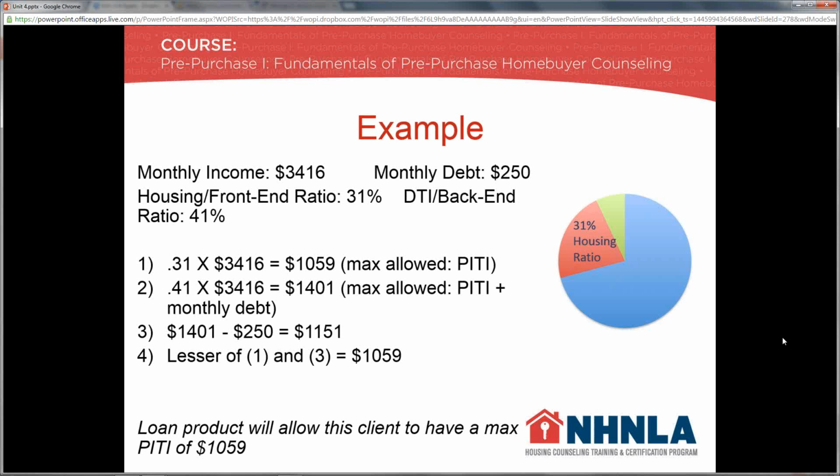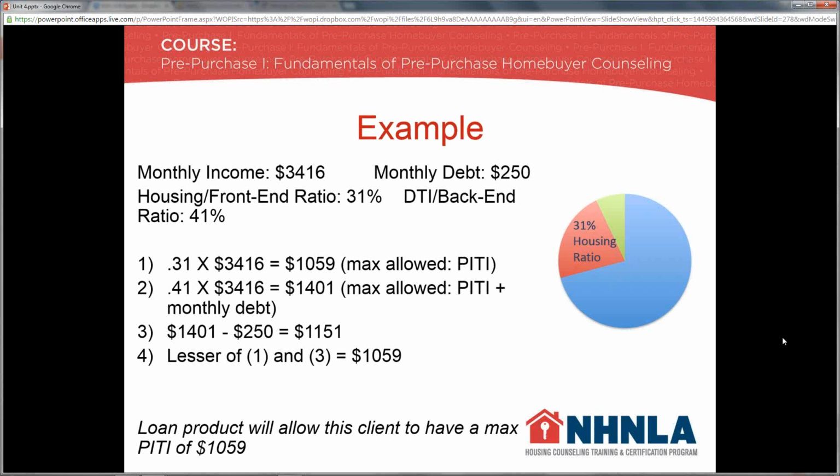Second, let's take the back-end ratio, the debt-to-income ratio of 41%, and multiply that by their monthly income to get $1,401. And that would be the maximum allowed PITI plus monthly debt. Our next step is to take the maximum debt allowed of $1,401 that we just calculated in step 2 and subtract their actual current debt of $250. That leaves $1,151 left for a potential housing payment.